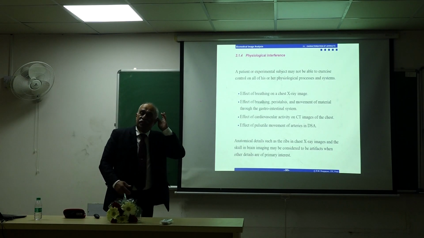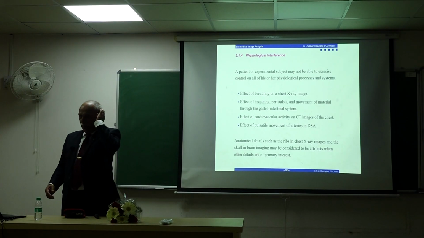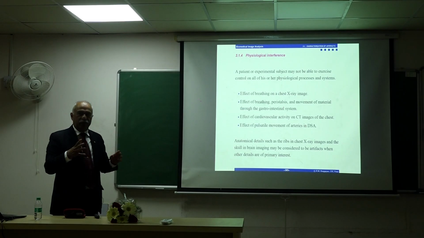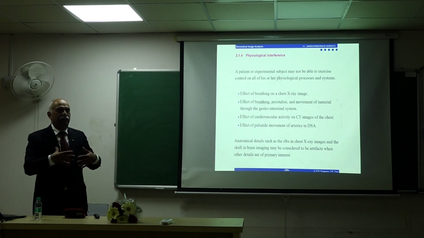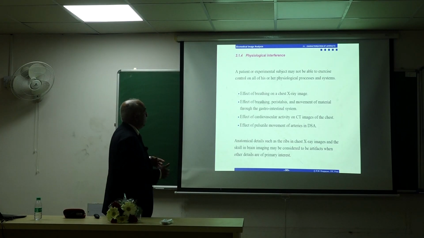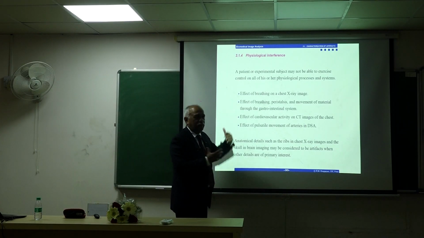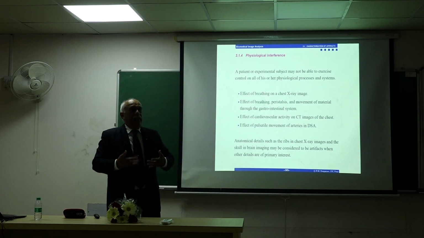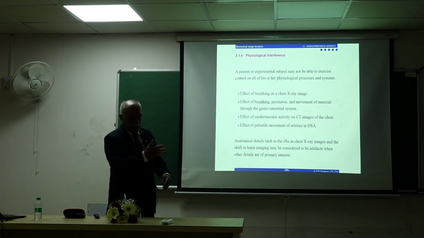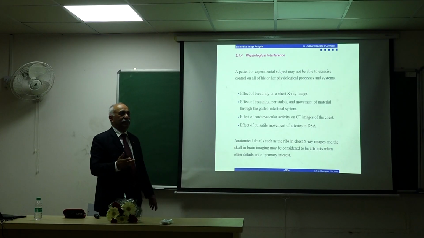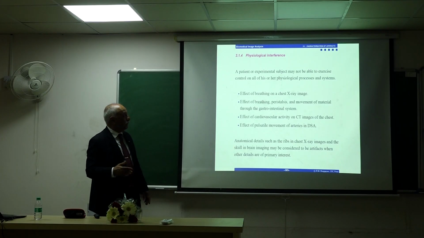And then there is physiological interference. What I would like to call physiological interference is some artifact caused by physiological events within the body over which the patient doesn't have control, such as effect of breathing. We do have control on breathing. If it is an adult patient in good condition, you can ask, take a deep breath and hold until I take a picture. But with an infant, it's not possible. With an adult who is not in a good health situation, that is not possible either.